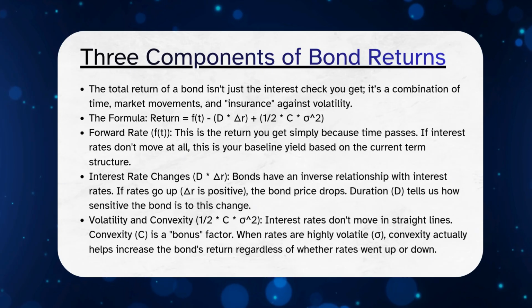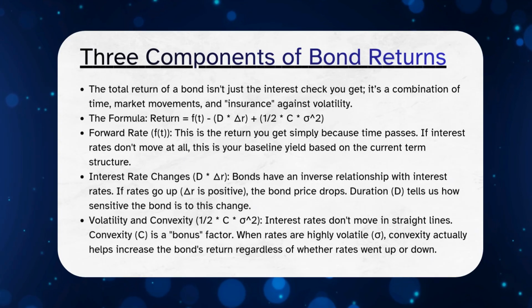Finally, we add the volatility and convexity component, plus 1/2 times C times sigma squared. This is a convexity bonus. Because of the mathematical shape of a bond's price yield curve, high volatility actually boosts your total return, regardless of which way the market moves.